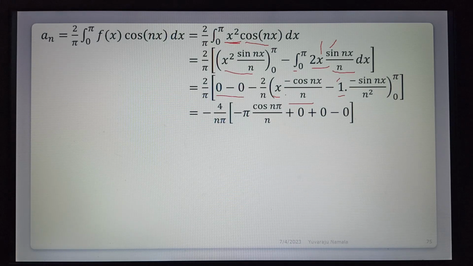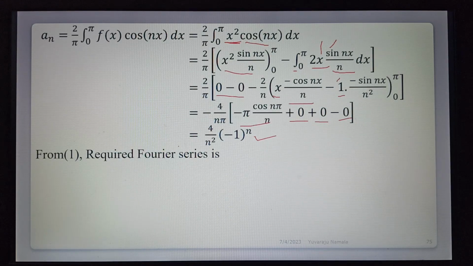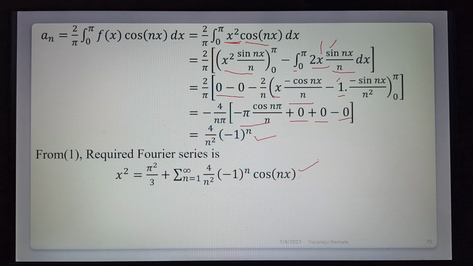Substituting the upper limit x is equal to pi: minus pi into cos n pi by n. Next, sin n pi is 0. Lower limit x is equal to 0: this is 0, sin 0 is 0. That is equal to 4 by n square into minus 1 power n, since cos n pi is equal to minus 1 power n. So this is the an value. Substituting in the series, this is the Fourier series expansion of the given function x square in the interval minus 5 comma 5.